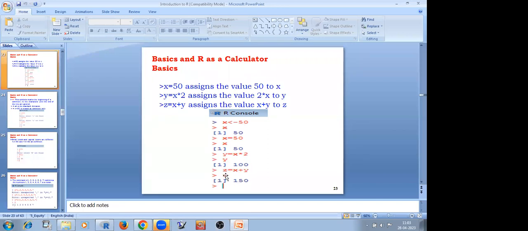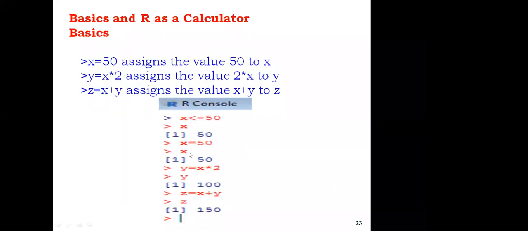Then what is z? Just you add x and y. So what is x? X is 50. And what is your y? Just you see, y is 100. So z equal to, z is what? X plus y. So x plus y is equal to 50 plus 100. This is equal to 150. I think up to this all of you are clear.